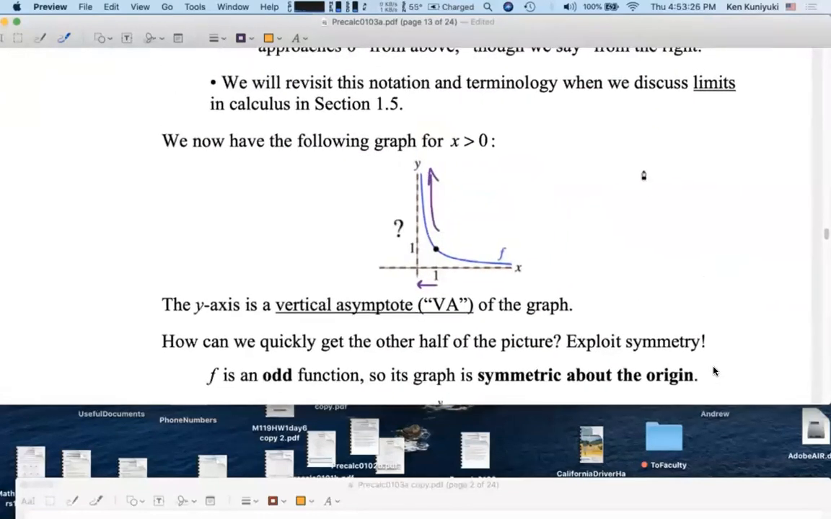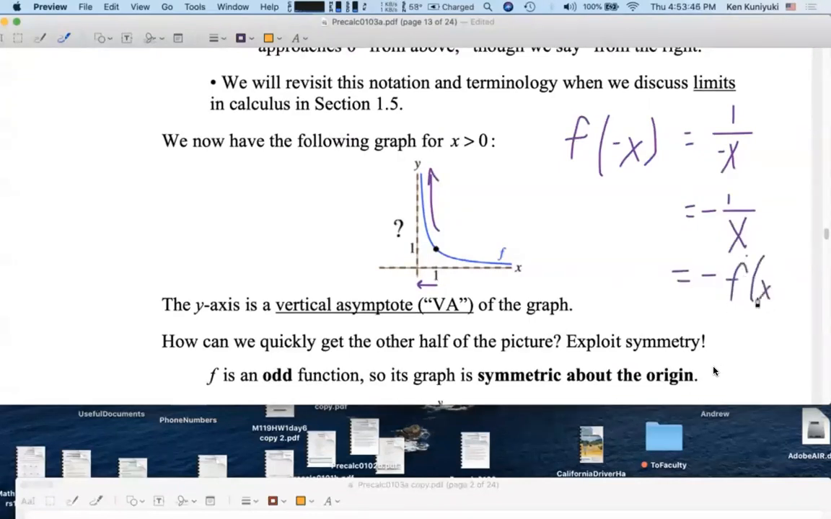Now, what happens if you replace x with its opposite? You get 1 over the opposite of x, or the opposite of 1 over x. This is the opposite of f of x. F of x is 1 over x. Right. The domain of the function is all real values except 0. That's set difference notation.